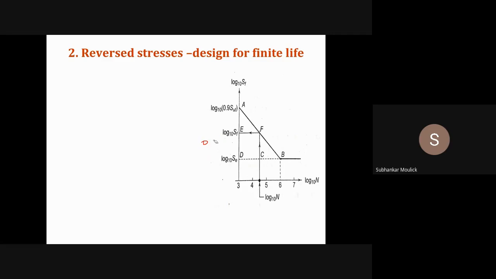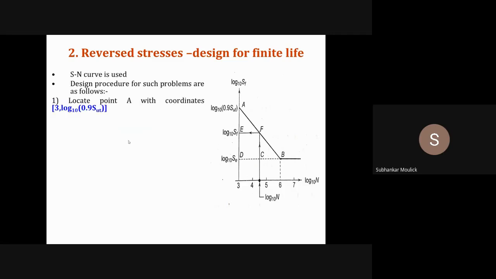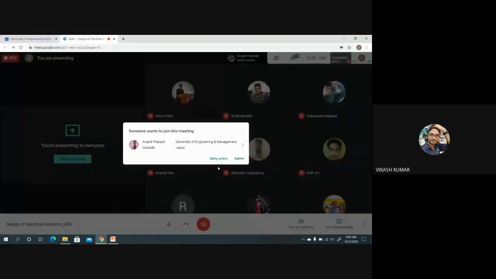So the very first step in designing any component that is having some finite life is as follows. First step is you have to locate point A in the graph. The coordinate of point A is 3, because this is my x-axis and this is my y-axis. Normally the SN diagram starts from 0, but here I have taken 3. So whatever extra value you are taking, you have to subtract it from the origin. Is it clear to all of you? Yes, sir. Okay. Fine.